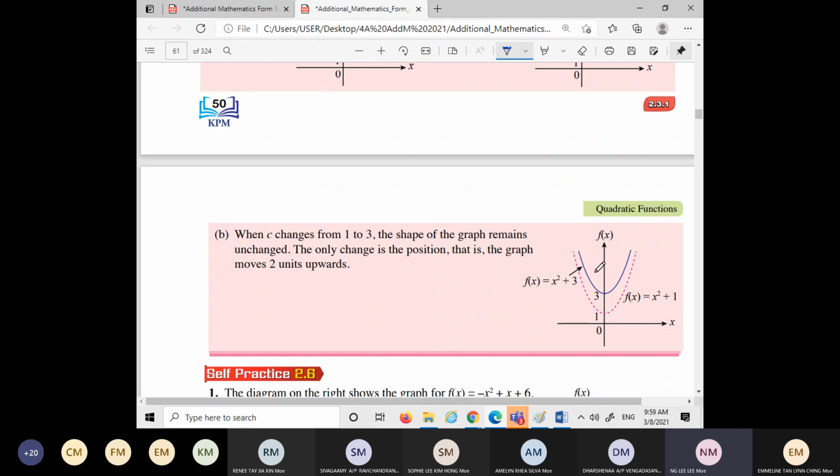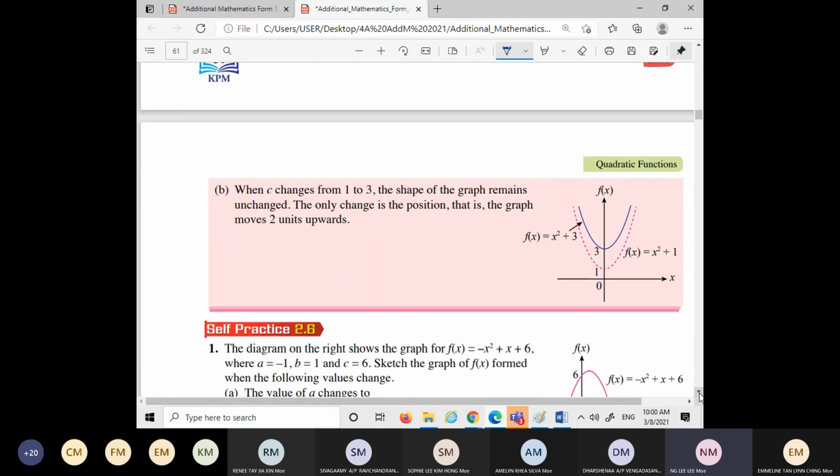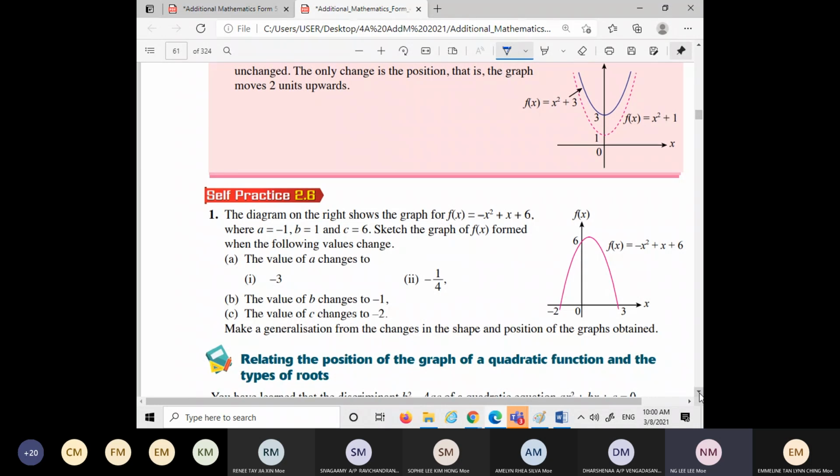Same thing, you sketch a graph, then you must label which is which. When c changes from 1 to 3, the shape of the graph remains unchanged. The only change is the position. That is, the graph moves 2 units upwards. Just now I said 3, that is wrong. It moves 2 units upwards. The vertex originally is at 1, now it moved to 3. So this is how you draw, label, and explain.